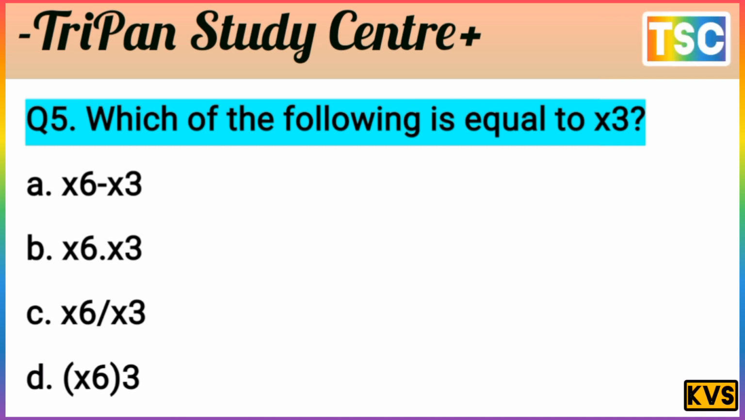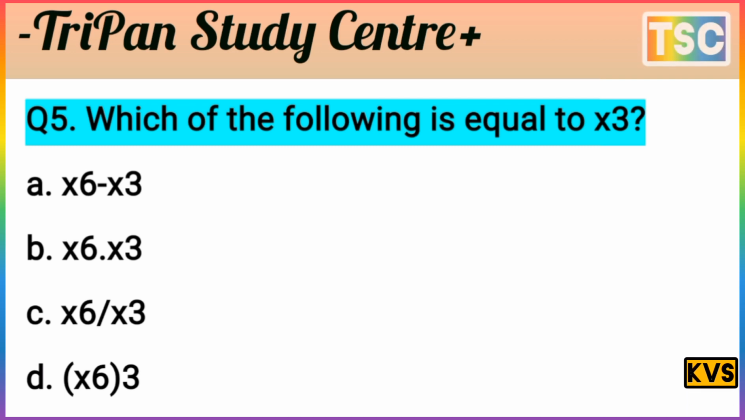And the next, B: x power 6 multiplied by x power 3. The dot means multiply, and multiply means the powers are added. So x to the power 6 plus 3 means x power 9. That is not equal to x power 9 as required here, so B is also rejected.